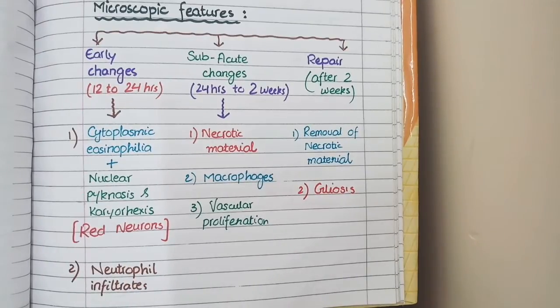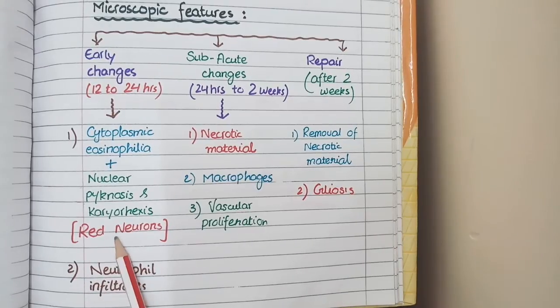And after this cell injury, there is infiltration of acute inflammatory cells that are neutrophils. So in day 1, you will see red neurons and neutrophils.